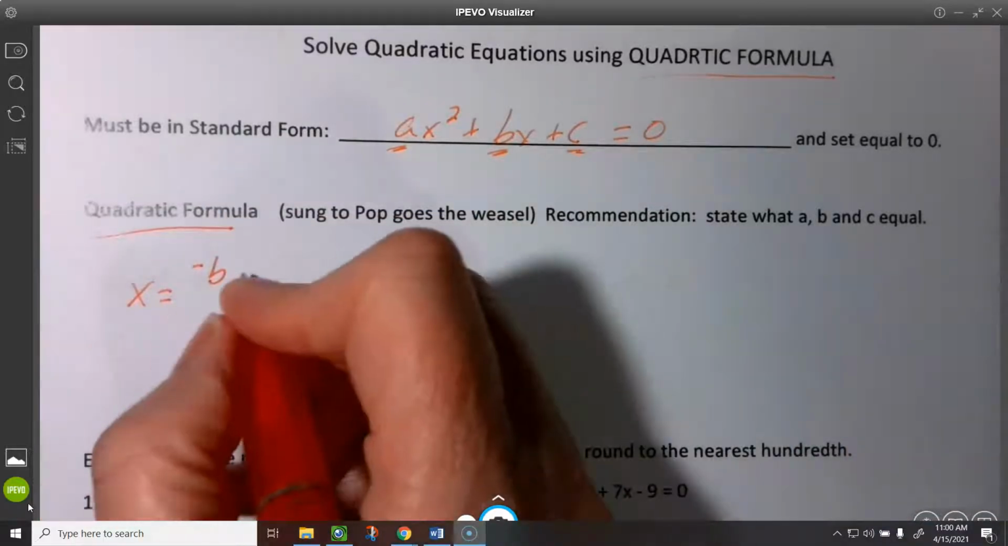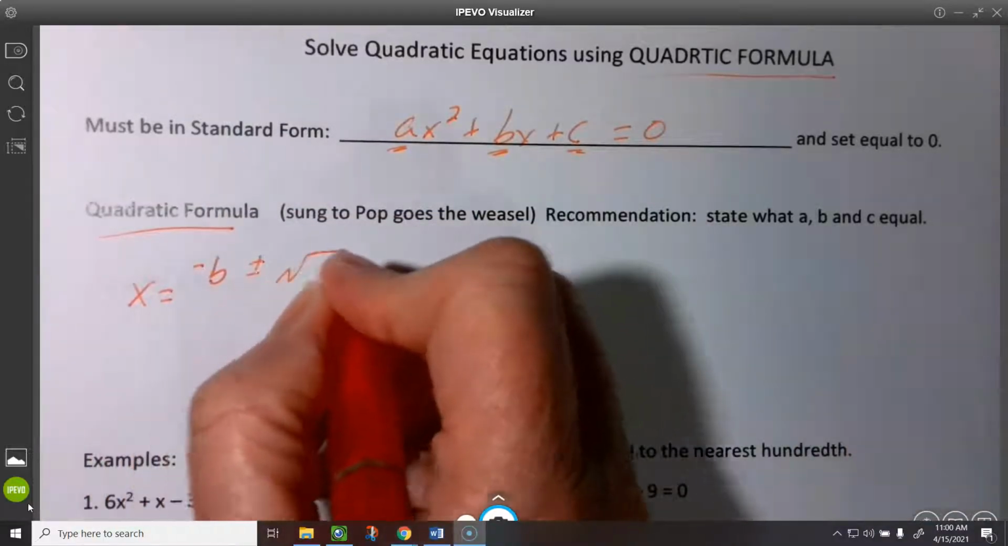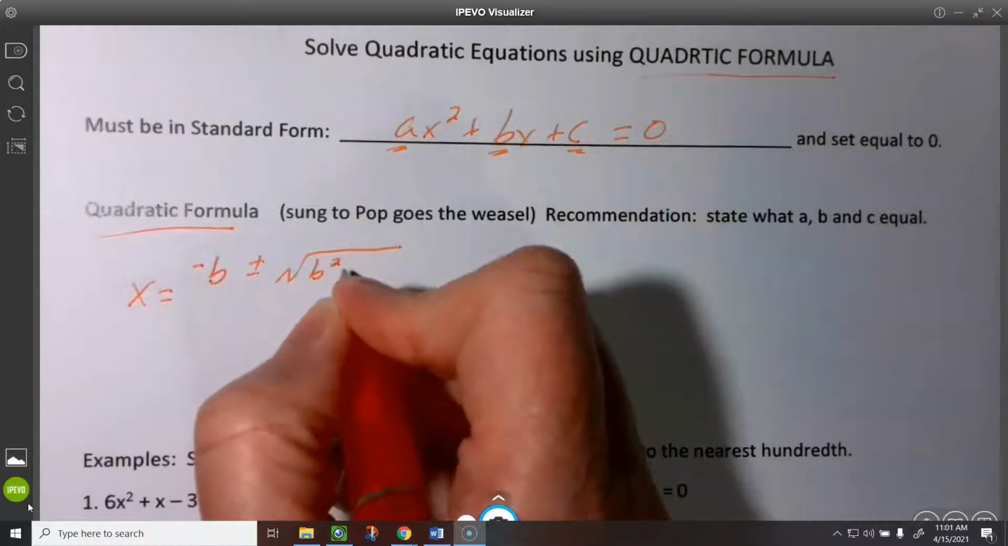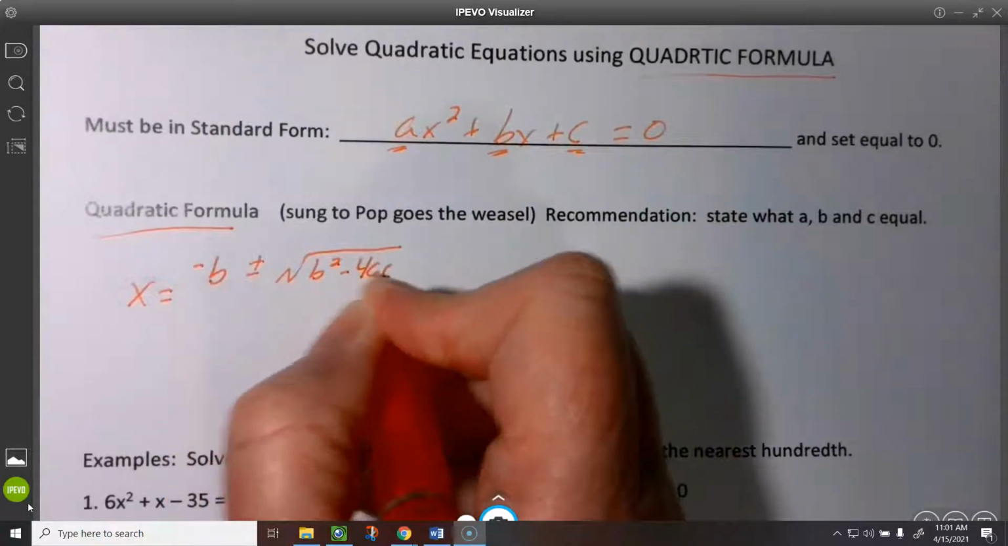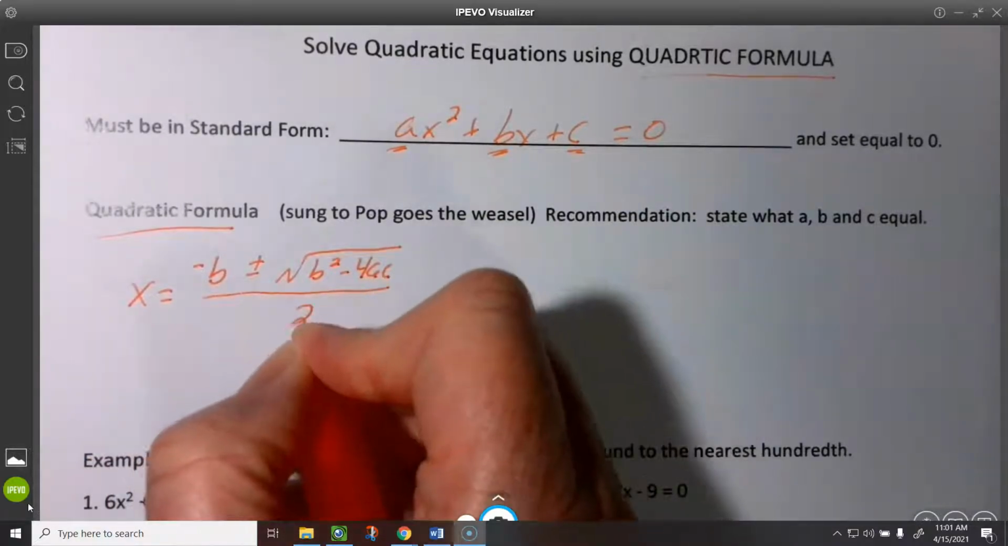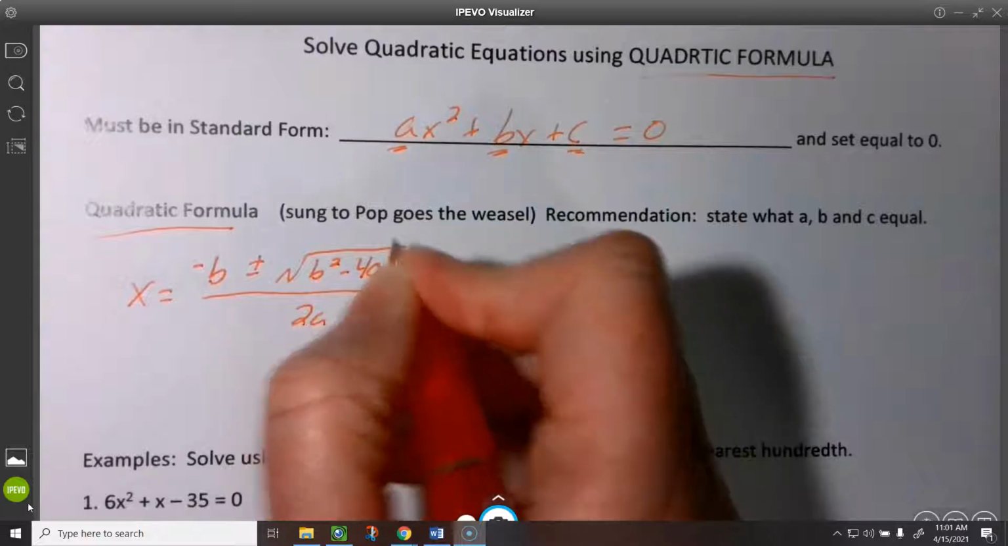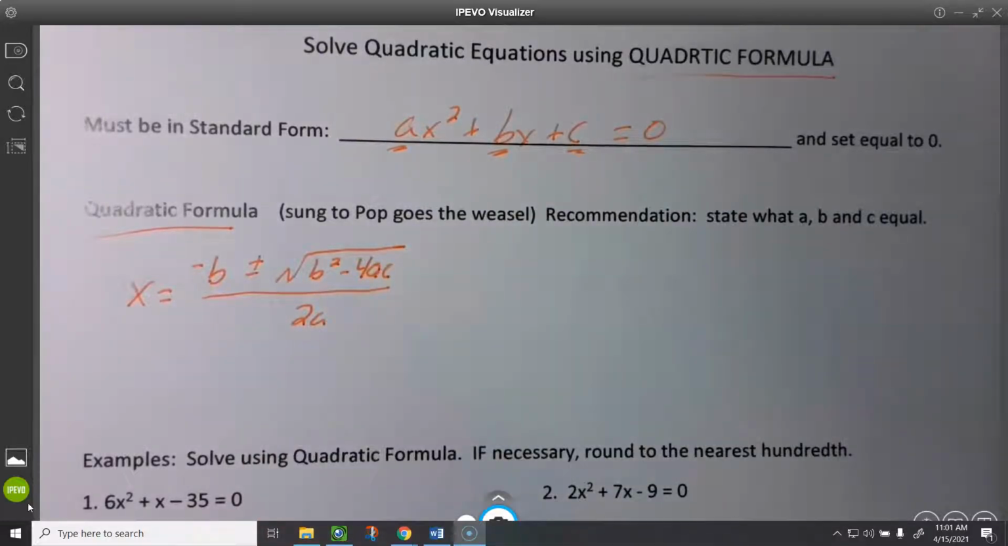So here we go. x equals negative b plus or minus the square root of b squared minus 4ac all over 2a. Okay? So what people have done is gone through and made up a song that goes along with it, so that then it's easier to remember. People can remember songs. So here we go.